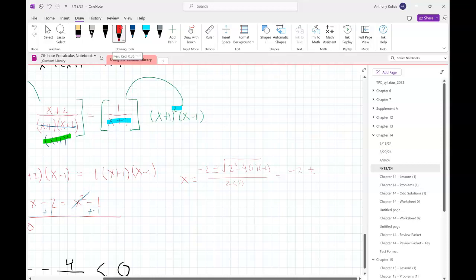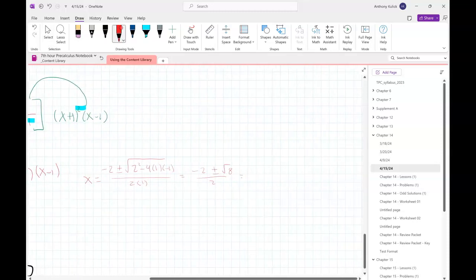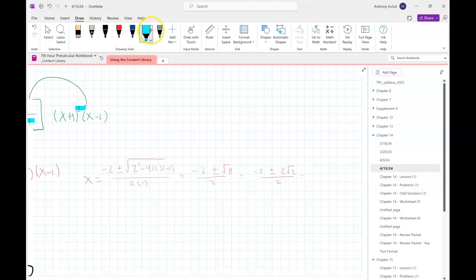Two squared is 4. 4 times 1 times -1 is 4. 4 plus 4 is 8. I'll reduce the radical of square root 8. I know 8 is 4 times 2. So the square root of 8 is square root of 4 times the square root of 2. And square root of 4 is just 2. And then I can reduce that way. So I have -1 plus or minus root 2.